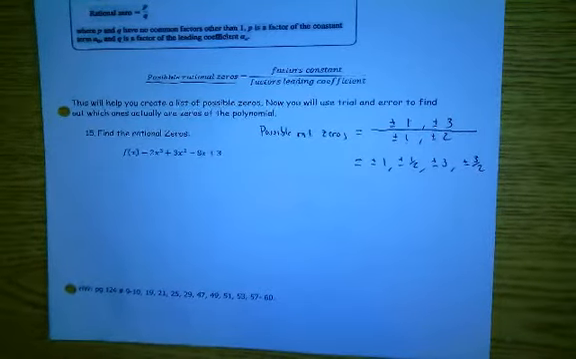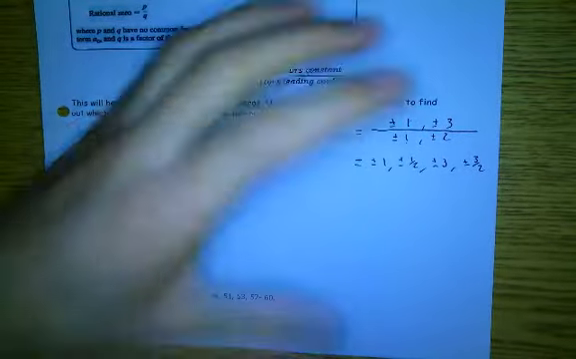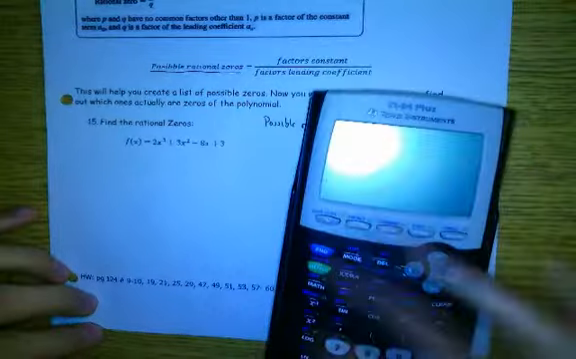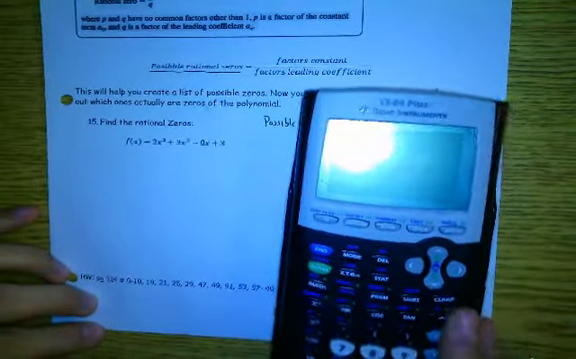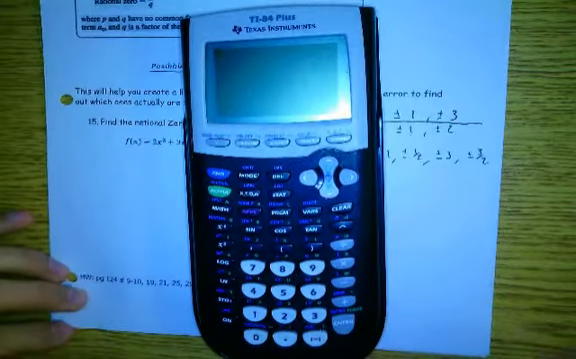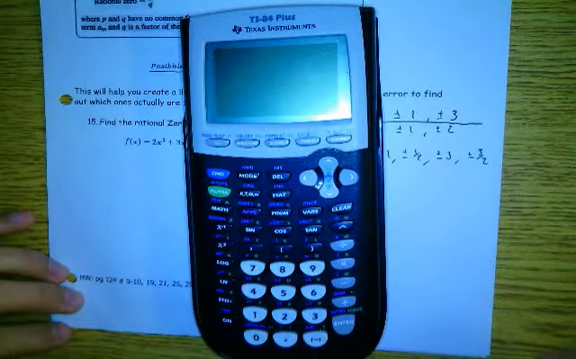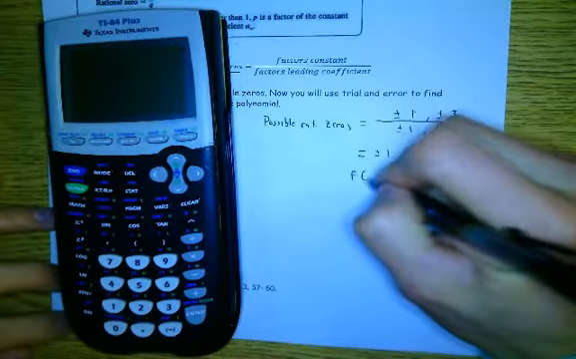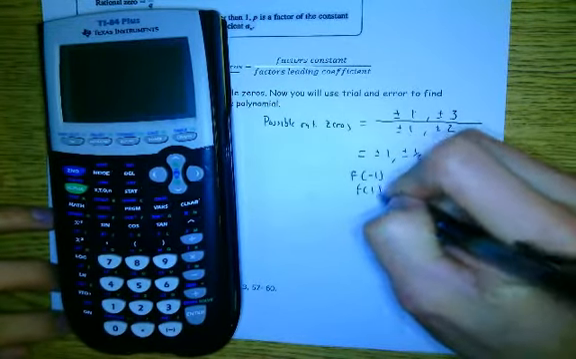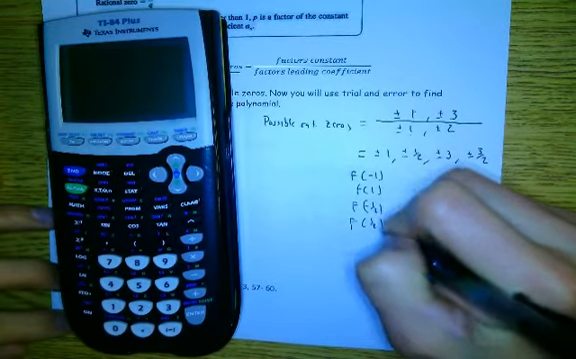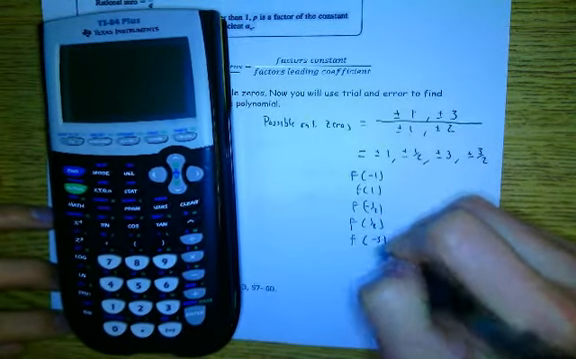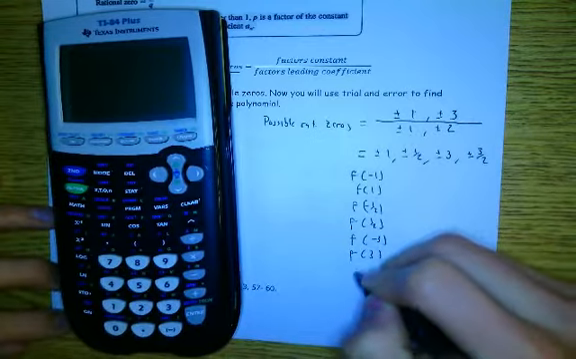So here's what I'm going to do. One of the functions that really comes in handy is, remember back in the first semester I taught you how to store values? And say, you can do this: f of negative 1, f of 1, f of negative 1/2, f of 1/2, f of negative 3, f of 3, f of 3/2, and f of negative 3/2, correct? We're trying to figure out which one of those would actually give a 0.